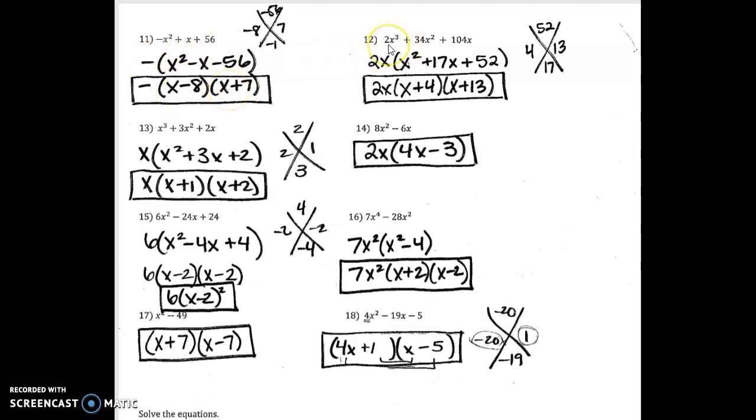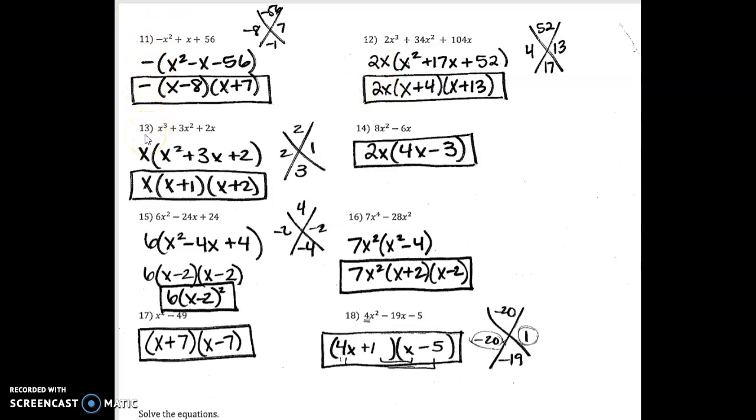Again on 12, as soon as you see that 2 out front, you should be like, oh no, I hope that can go away. It can. Not only can the 2 be factored out, but also an x. And then you have this. The 2x just hangs out in front, just like that -1 or negative hangs out in front over here.